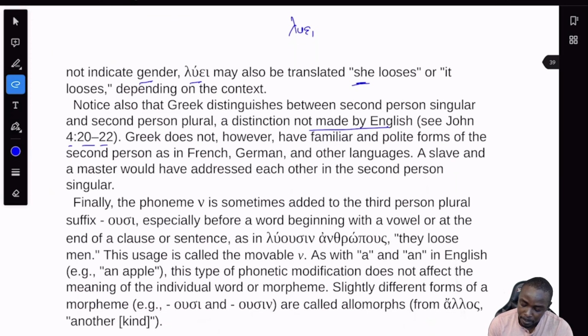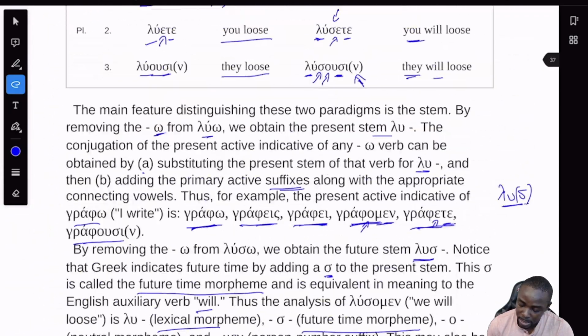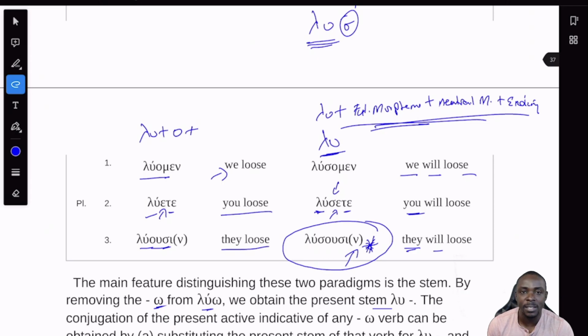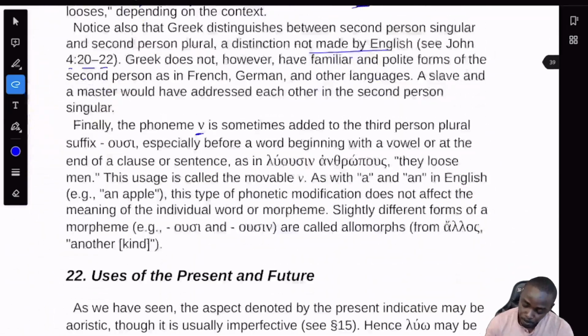Finally, the phoneme nu is sometimes added to the third person plural. So here, where is it? Right here. Notice he puts the nu in brackets. See this right here? The nu is in brackets. Why is it in brackets? For the third person, they will lose. Why is it in brackets? This is what he's explaining now. So let's hear what he says.